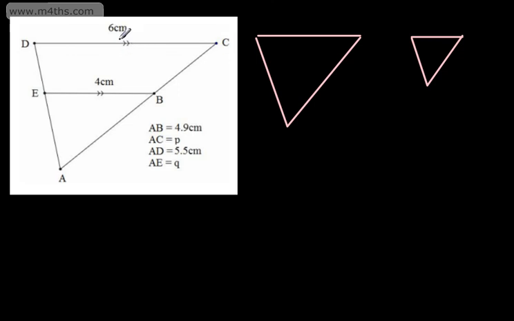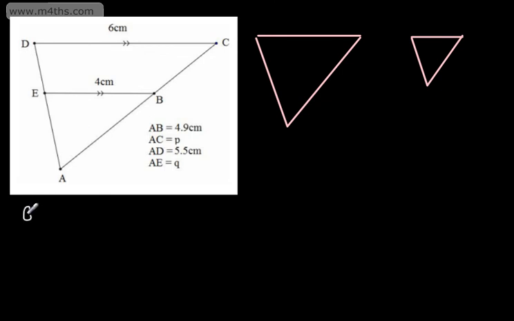The scale factor from now these two is 6 over 4. 6 over 4 is 3 over 2, which is 1.5. So the larger one is 1.5 times the size of the smaller one, or the smaller one is 2/3 the size of the larger one. You simply flip the fraction over.